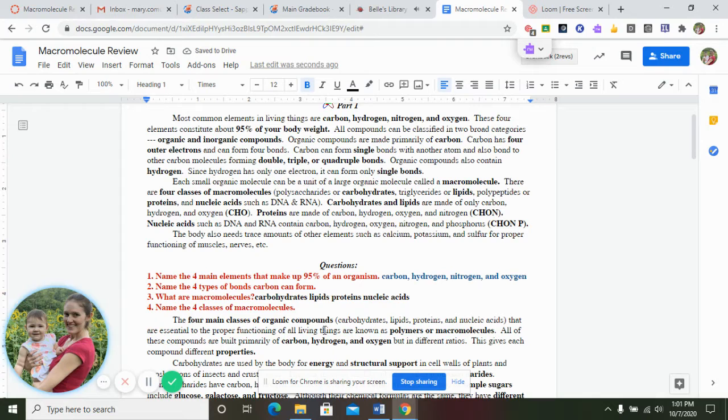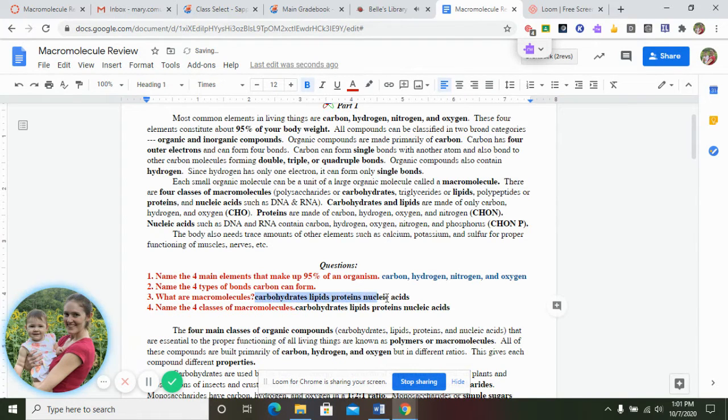Name the 4 classes. That's actually going to be the last one there. That's the 4 classes or the 4 types. What are macromolecules? It's a large organic molecule. The large organic molecule is going to be macromolecules. That's it for those 4 questions.